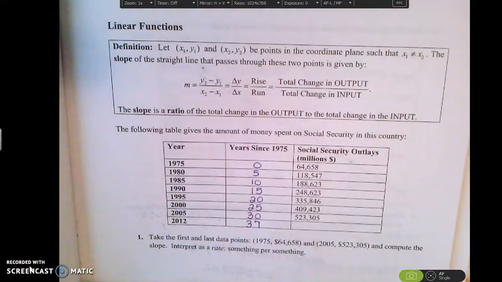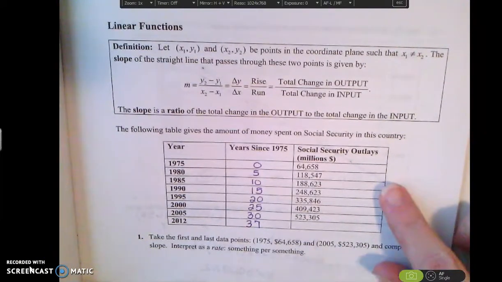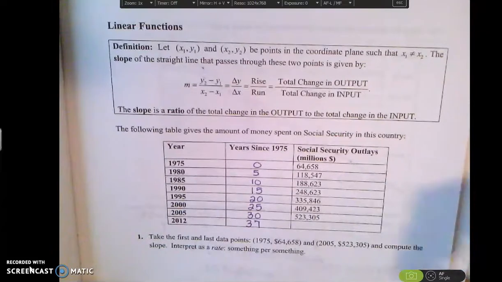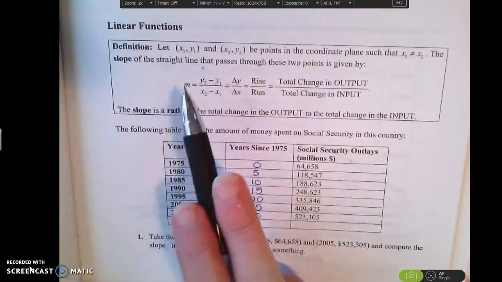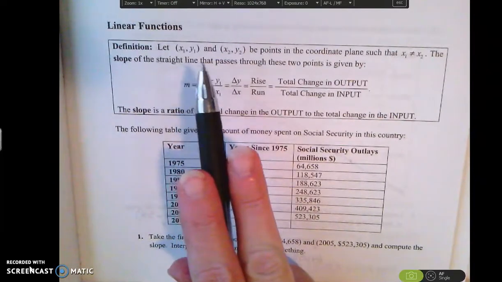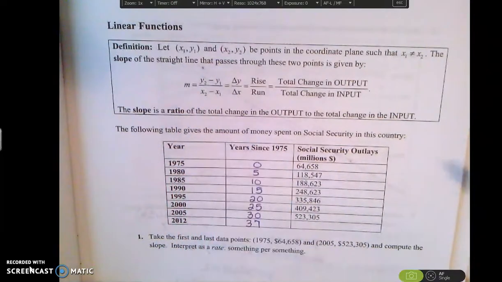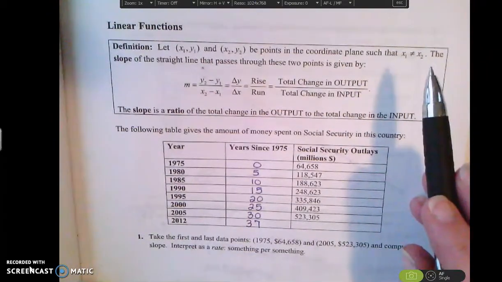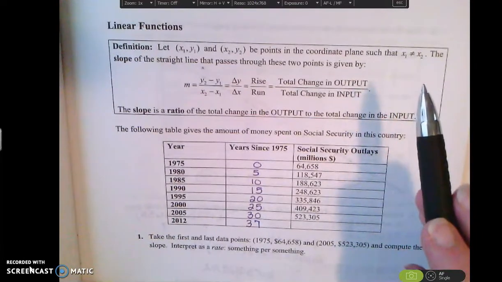All right, we're going to talk about page 61 through 64 in your guided workbook. This is all one example that involves Social Security outlays since the year 1975. They're talking about a formula up here, and if you have two coordinates, (x1, y1) and (x2, y2), those are any 2 points on a graph, and you want to find the slope of the line that passes through those. Remember, the slope is the rate of change.